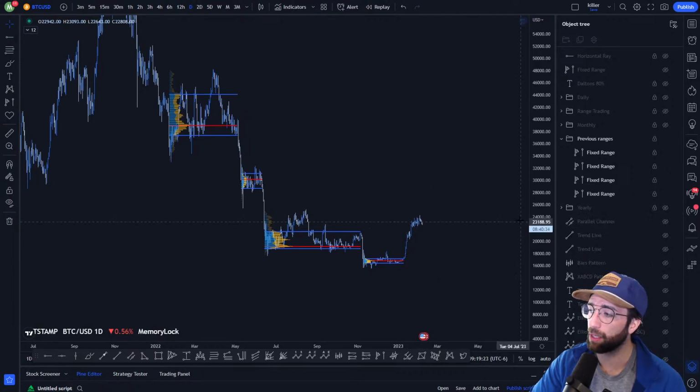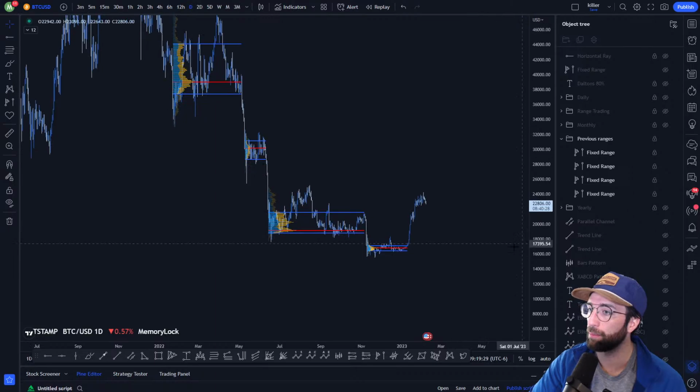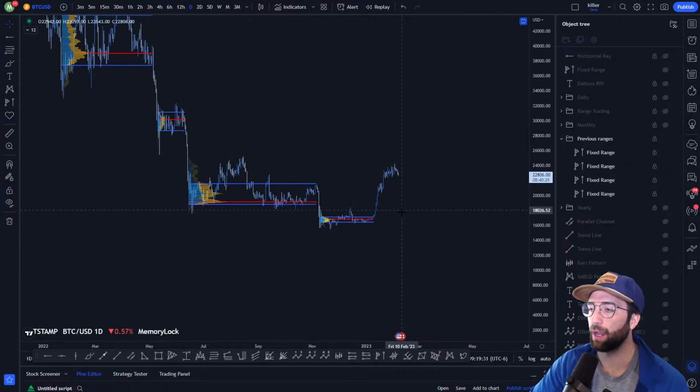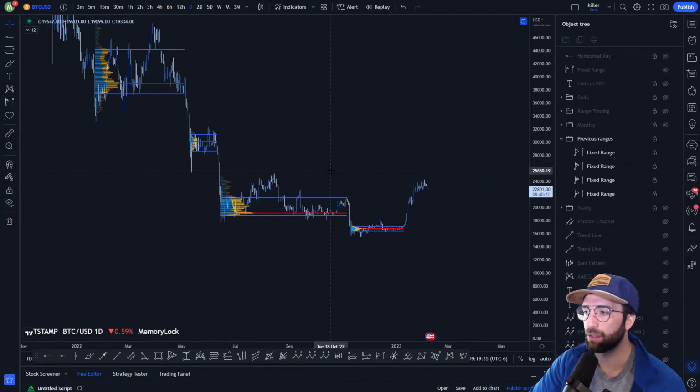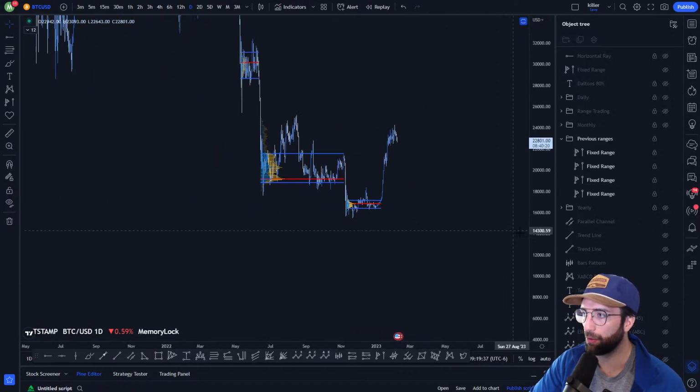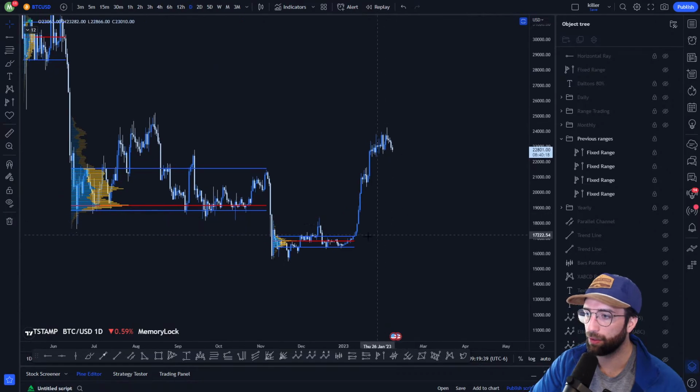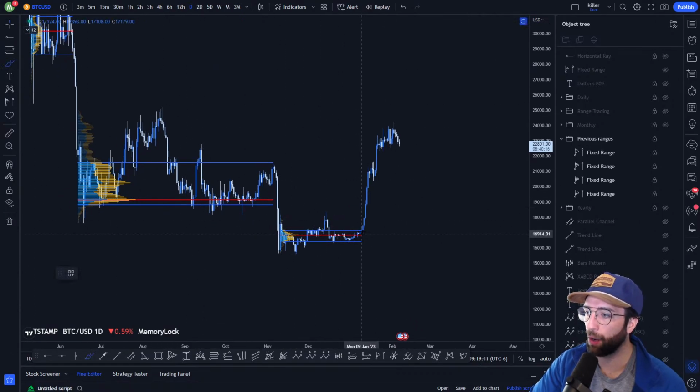In other cases, sometimes quarterlies can be really useful. You'll find that the quarterly point of control could act as support or resistance. But in this case, we're looking at ranges, and I think for this example, it plays out really nicely. So what we can say is, down here we were in this range. We broke out of that range and we've re-entered.